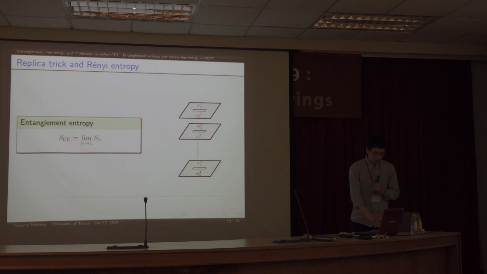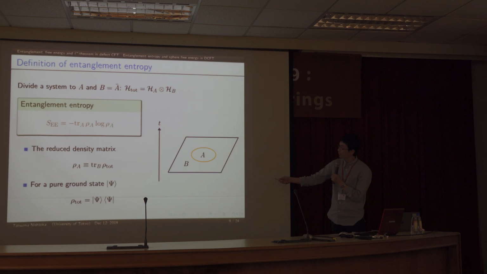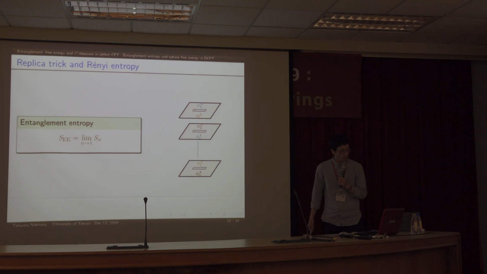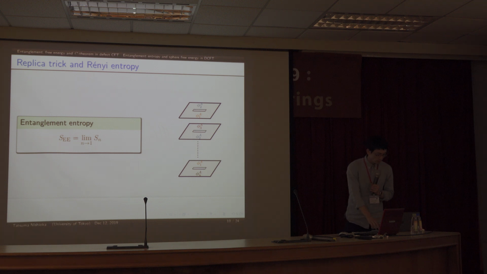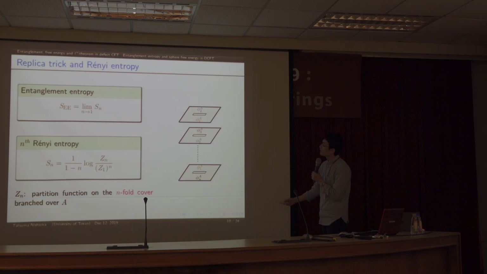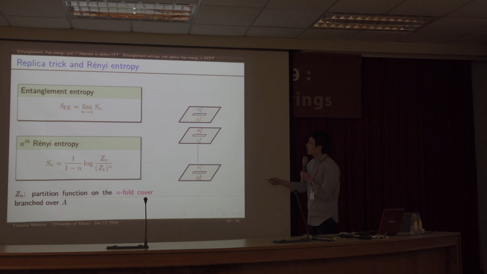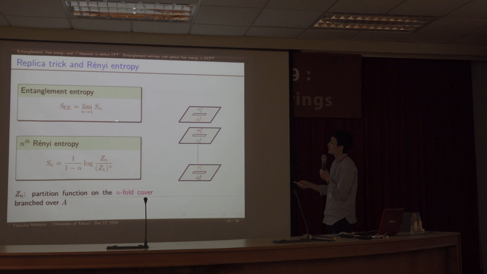This definition is very general, but now we want to compute it in quantum field theory. It's actually easier to introduce the so-called Renyi entropy. Renyi entropy is a one-parameter generalization of the entanglement entropy, and if you take the n goes to 1 limit, you end up with the original entanglement entropy. But the Renyi entropy is easier to compute in QFT because you can use the so-called replica trick.